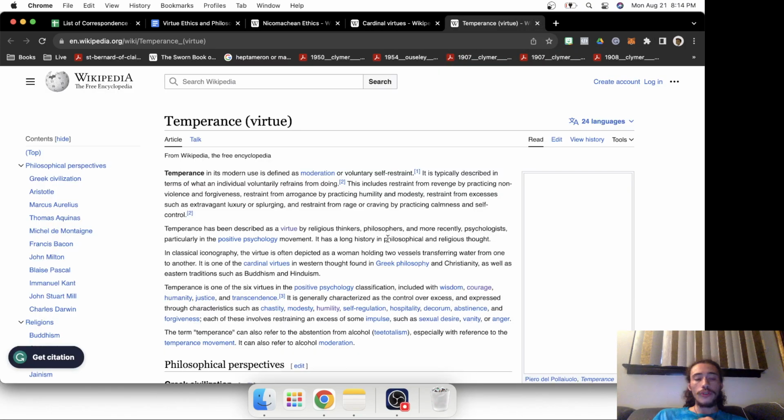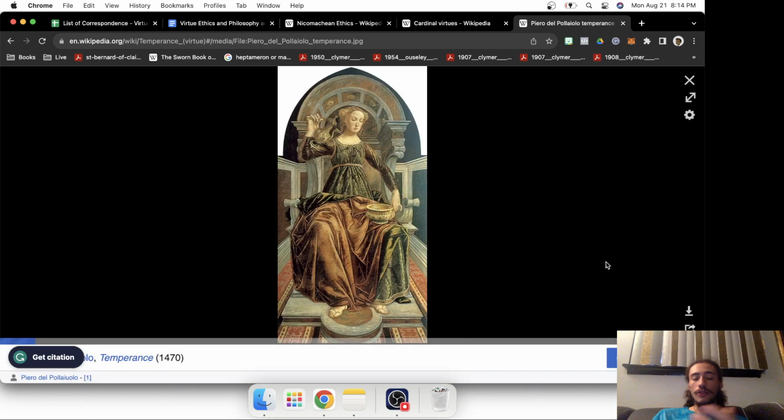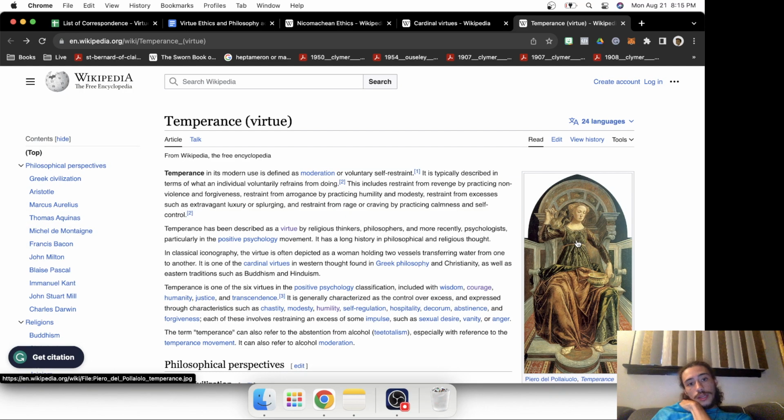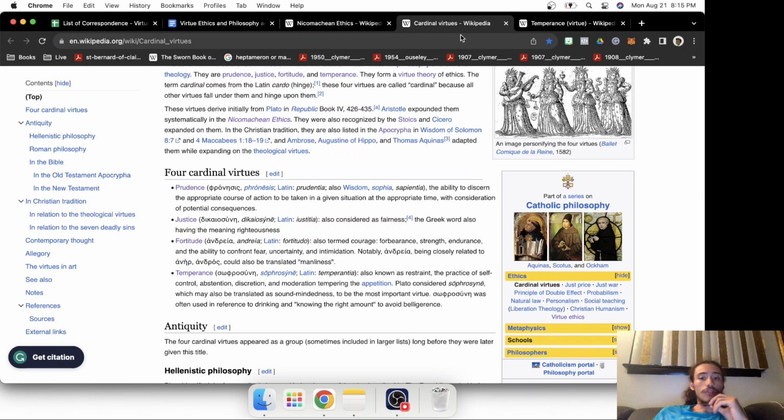And then the last cardinal virtue right here, we have temperance. And you can see it in the tarot cards. You can look at the four cardinal virtues and see them in there. Temperance in its modern use, let's go with this one first. Temperance, also known as restraint, the practice of self-control, abstention, discretion, and moderation, tempering the appetite. Plato considered this virtue, which may be translated as sound-mindedness, to be the most important virtue. It was often used in reference to drinking and knowing the right amount to avoid belligerence.